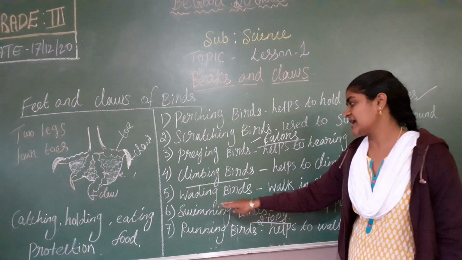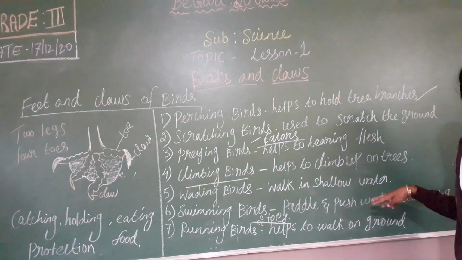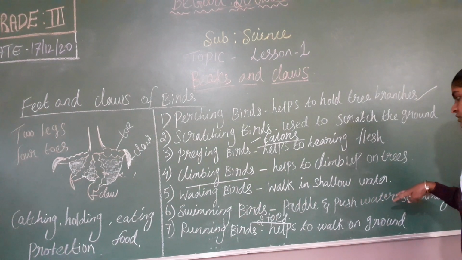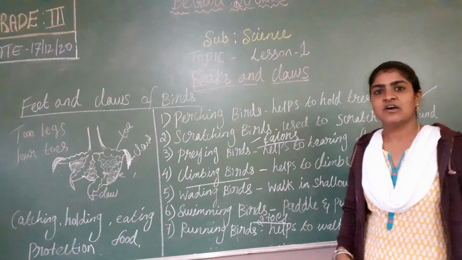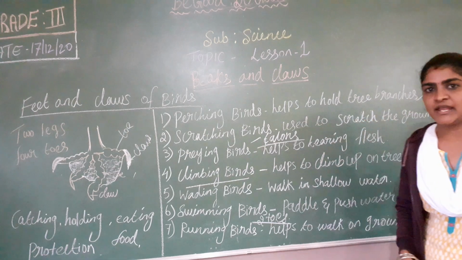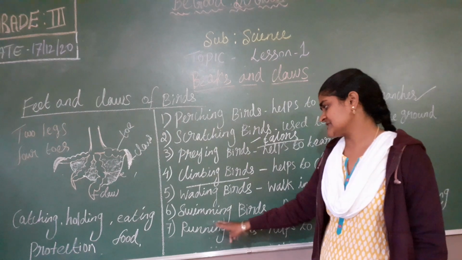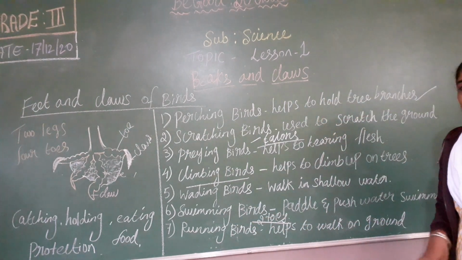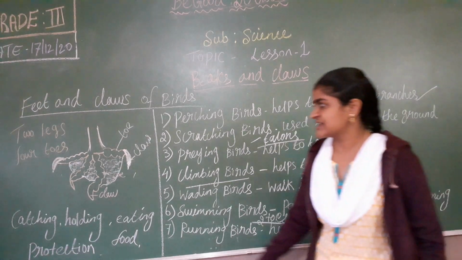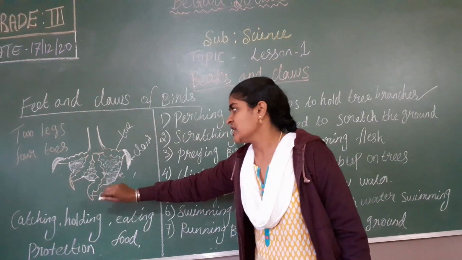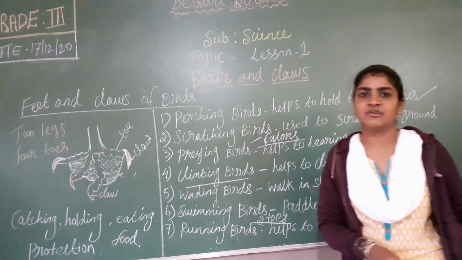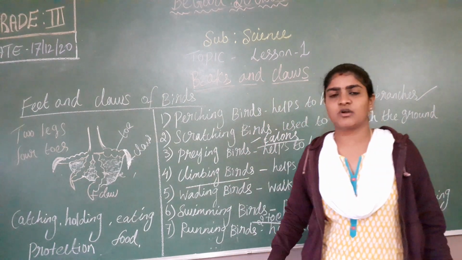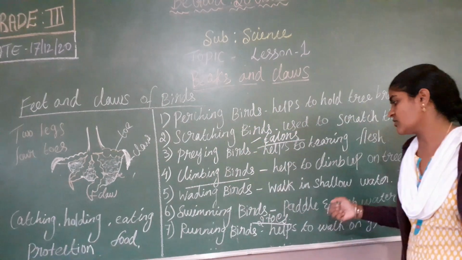Next is wading birds. They can walk in shallow water. Also, they catch fishes. For example, duck, crane and pelicans. Next is swimming birds. A few birds swim on the water. Already I have explained how the structure is. Using these webbed toes, they push the water backward and swim on the water.